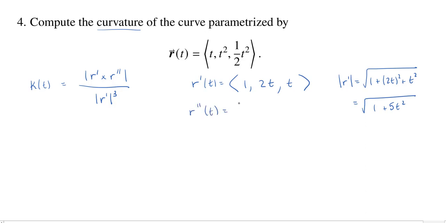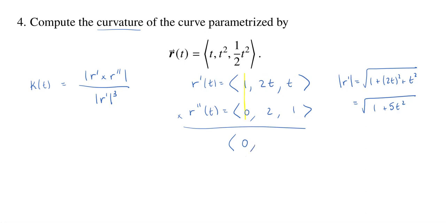So we take another derivative, this time of r prime. We'll get 0 in the first component, and then 2, and then 1. And taking the cross product of these, which is what we'll need next, looks like it should be pretty okay. For the first component, we cross off the first column, and we do 2t times 1 minus 2 times t. Well, that's 2t minus 2t, which is actually going to be 0.